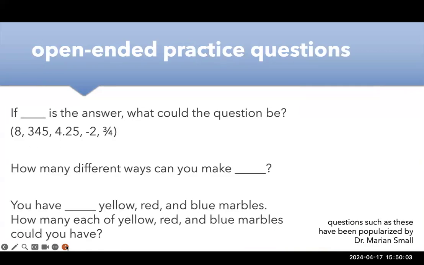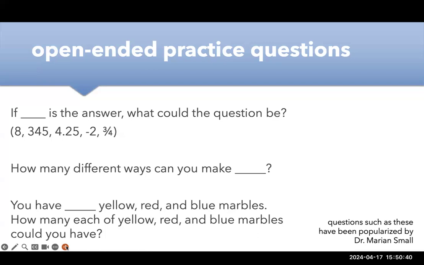When we think about practice questions, open-ended or computational kinds of questions, we've got open-ended practice questions. These have been really popularized by Dr. Marion Small. So for example, if 8 is the answer, what could the question be? And you can use this across the grades. If 4 and 25 hundredths is the answer, what could the question be for adding and subtracting, multiplying and dividing decimals? If 3/4 is the answer, what could the question be? There could be a whole bunch of things around that. That could also be operations of fractions in grade 8.